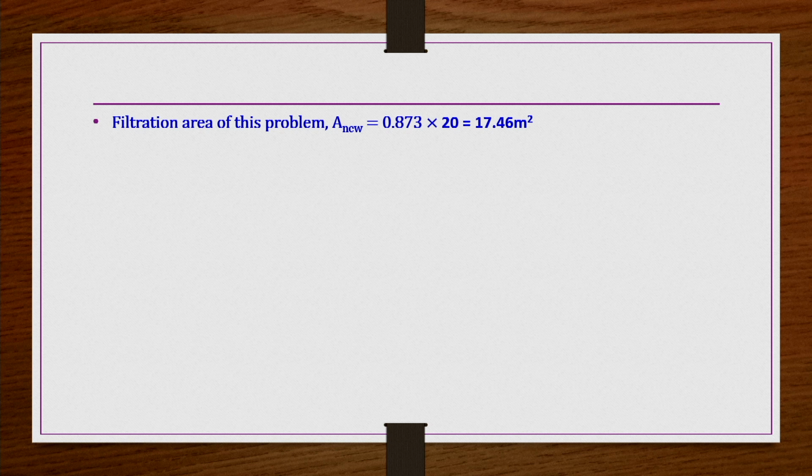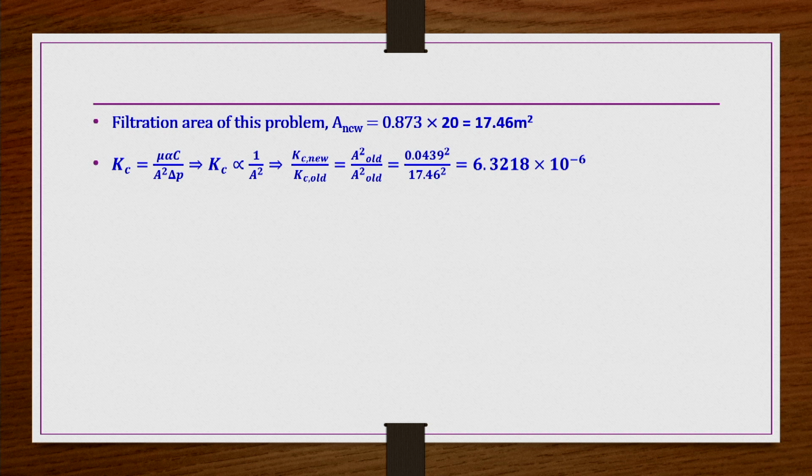How they are functions of filtration area, that we see. The filtration area of this problem, if you designate it as A new, is 0.873 per press, and there are 20 such presses. So, multiply by 20 and you get 17.46 meter square, right. Then Kc we have as mu alpha c by A square delta P. So, that means Kc is inversely proportional to A square. So, if you want to calculate Kc for the new area, designate it as Kc new. Then we have Kc new by Kc old, where Kc old stands for the previous problem, example 1.